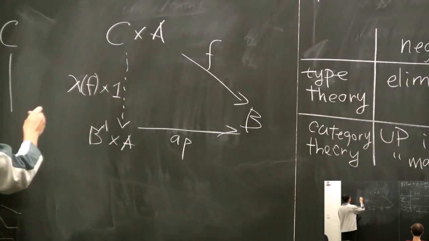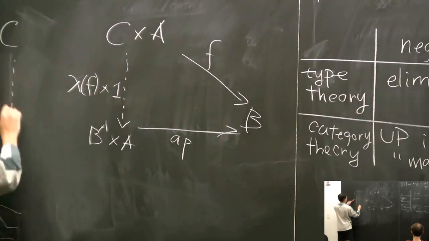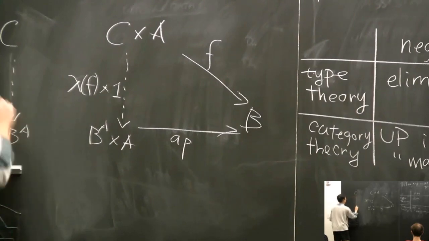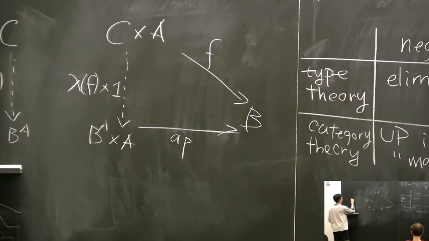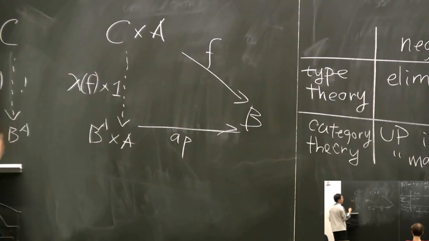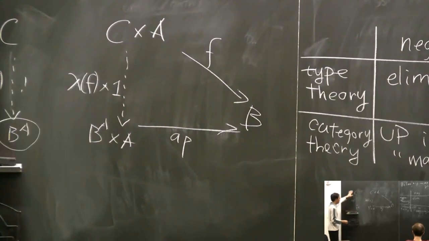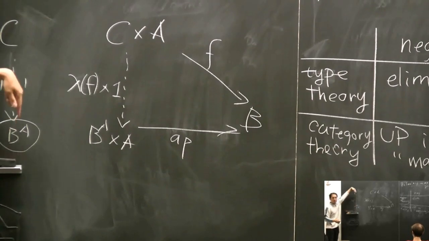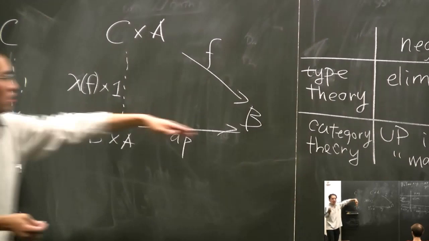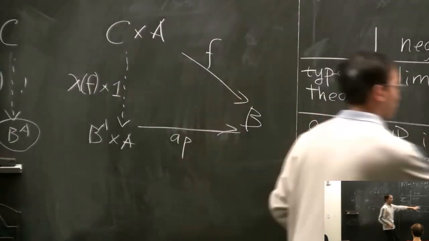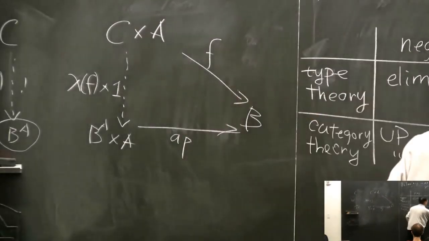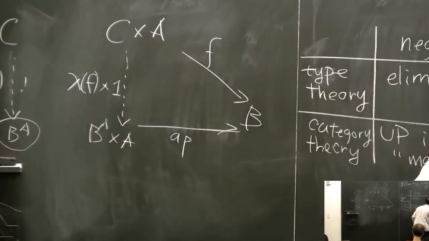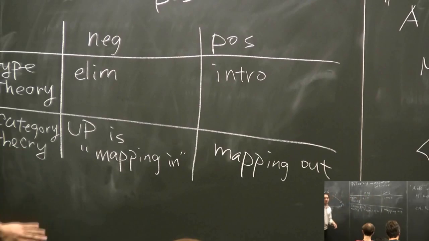Okay, I think I will make a mistake somewhere. So you can see that this is the thing we are interested in, and the map is mapping in. If you look at other diagrams, the positive part will have something mapping out from the type we are interested in.